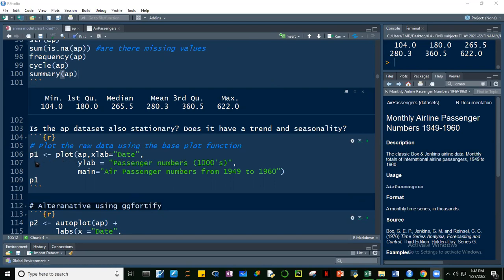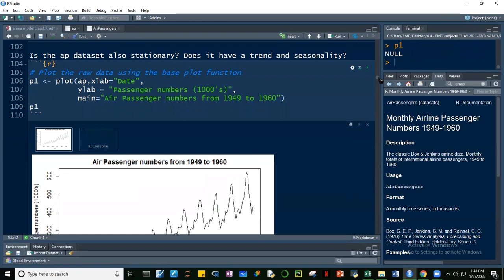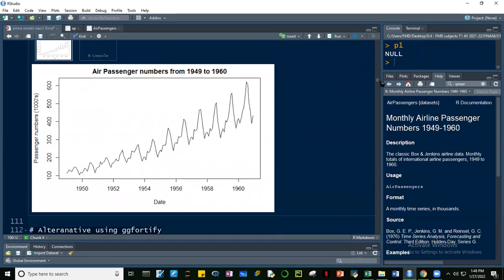Let's create an object called P1. I-plot natin si AP. Lagyan natin ng label yung X. Yung X natin is your date. Yung Y label natin will be passenger numbers in thousands. And then yung main plot natin, bigyan natin ng pangalan, air passenger numbers from 1949 to 1960. And then i-print natin si P1. Okay, there guys. Ayan. Kitang-kita na hindi siya stationary.